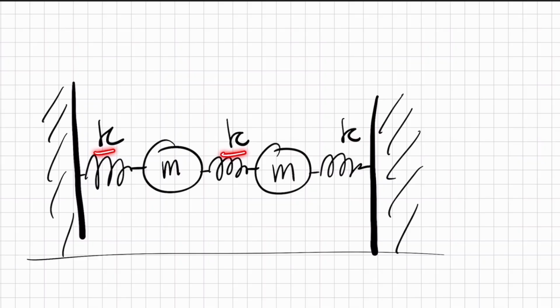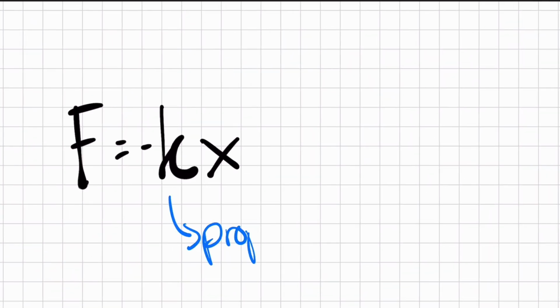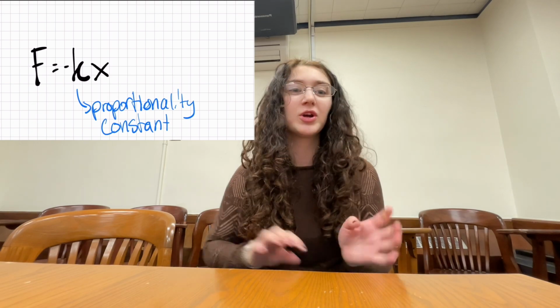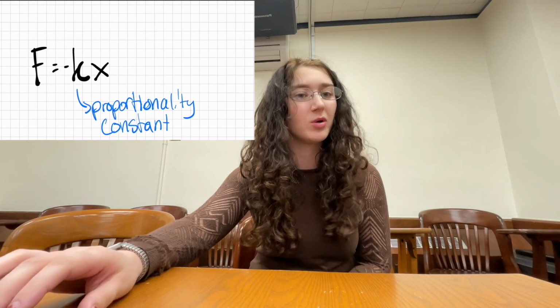As you can see here, we have 3 springs, all with the same K value, and 2 masses, all with the same mass. A spring's K value is essentially a proportionality constant that measures a spring's stiffness. And don't worry about it for now, but we're going to come back to it a little bit later in the problem. But first, let's go back to force real quick.